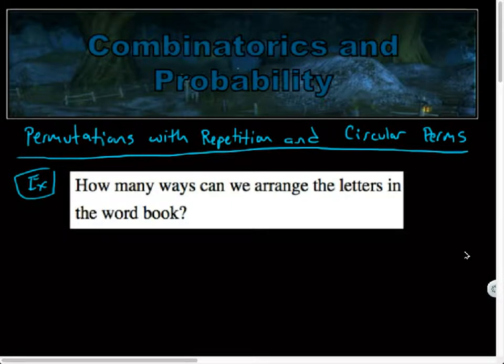So I'm going to just jump right into this example, which is at the crux of the matter today. It says, how many ways can we arrange the letters in the word book?